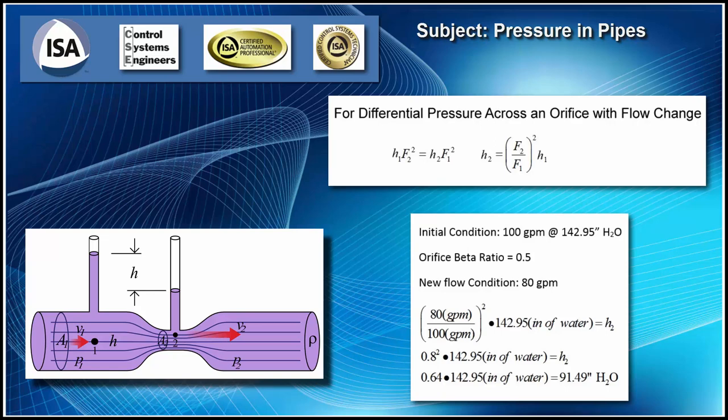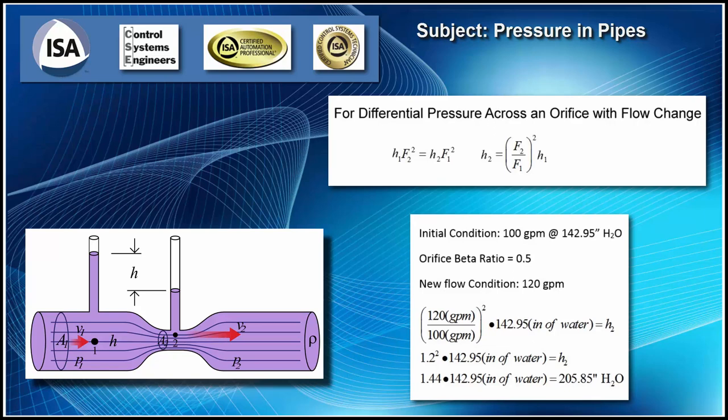So notice as we slow down, the differential pressure between the two columns became less. We're coming closer to a standstill and static, so the differential pressure becomes smaller. Now let's take the initial condition of 100 gallons a minute and speed it up and see what happens to our head and differential pressure of inches of water.